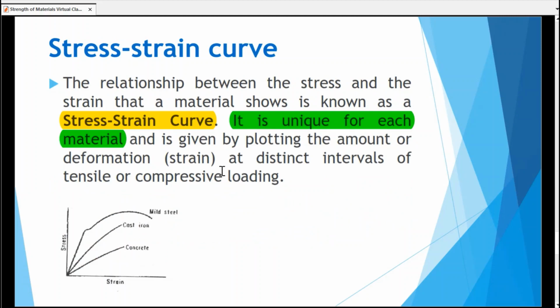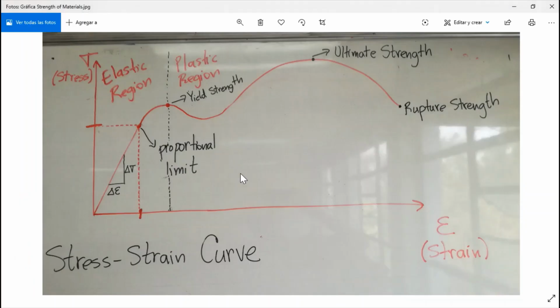And it is given by plotting the amount of deformation at distinct intervals of tensile or compressive loading. For example, here we have strain and stress. We have concrete, this is a shape, cast iron is another shape, and mild steel is another shape. Let's check the stress strain curve from a general perspective. Again, this is handmade, but it's pretty clear. So let's start with a little explanation here.